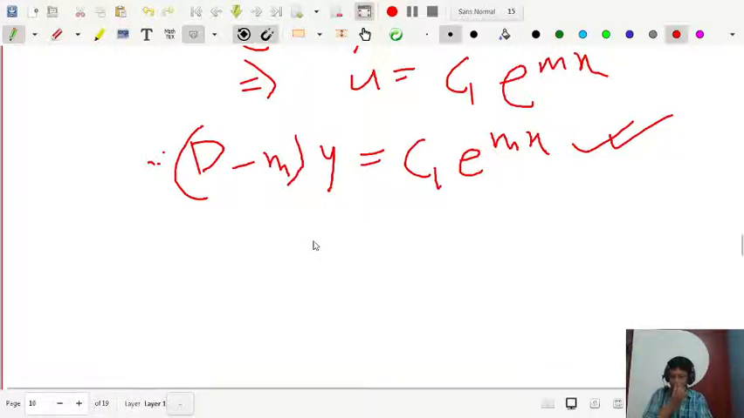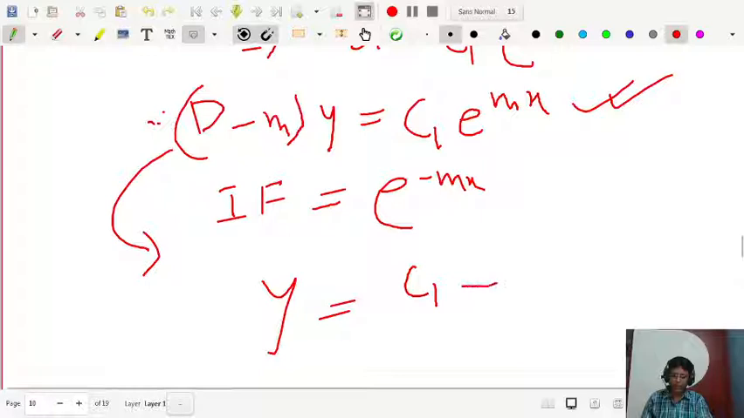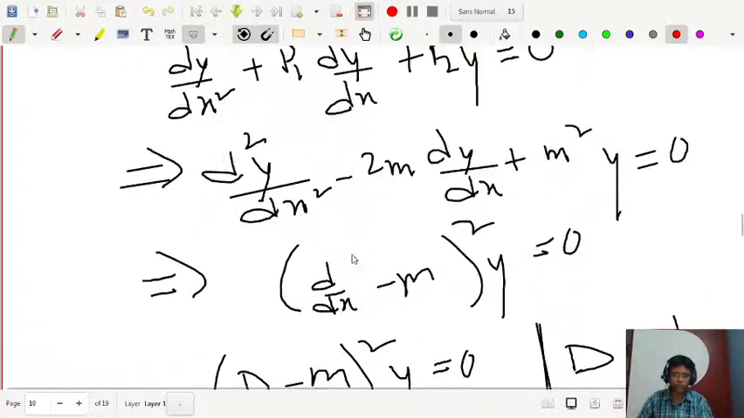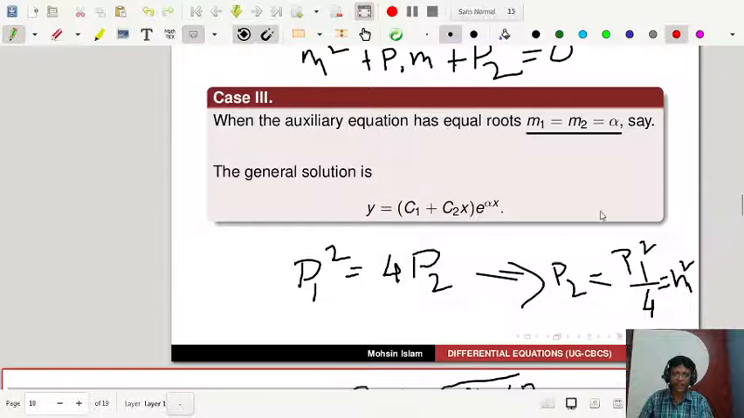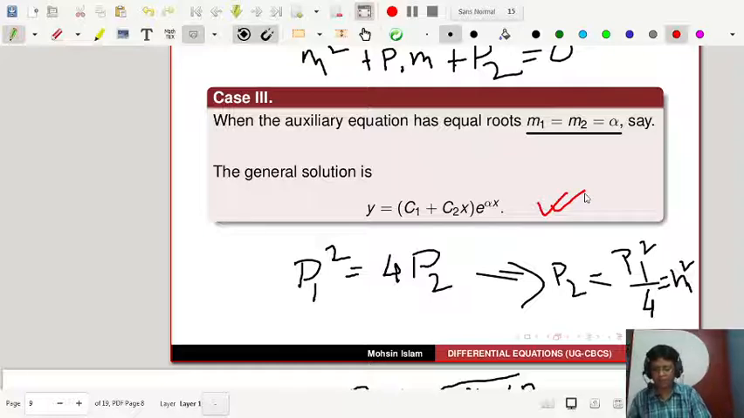Let me write the integrating factor in this case. Your integrating factor will be e to the power minus mx. This is a first order linear differential equation, and after solving this you will find the general solution will be y equal to (c1 plus c2x) e to the power mx. This is the case when the auxiliary equation has two equal roots. So this is the algebraic manipulation. When m1 equals m2 equals alpha, the general solution is given by y equal to (c1 plus c2x) into e to the power alpha x.